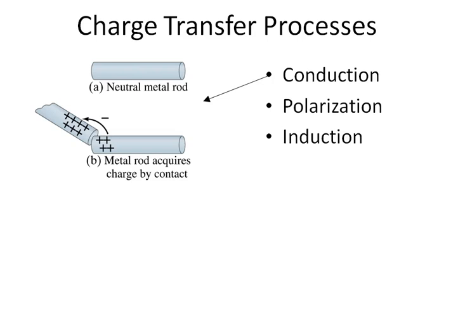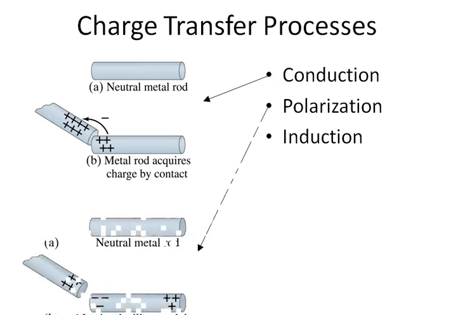I hope it is visible to you. In diagram B, initially body A is neutral, and when you bring a positively charged body near to it, the body will get the same type of charge due to the physical contact, or conduction.